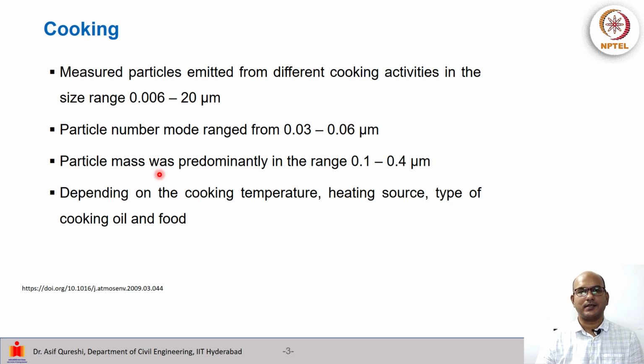In terms of mass, most of the mass was occupied by particles in the range 0.1 to 0.4 micrometer. And of course, the particle number mode or particle mass and their peaks and distributions depended largely on cooking temperature, the heating source, and the type of cooking oil and food that was being employed by the people.